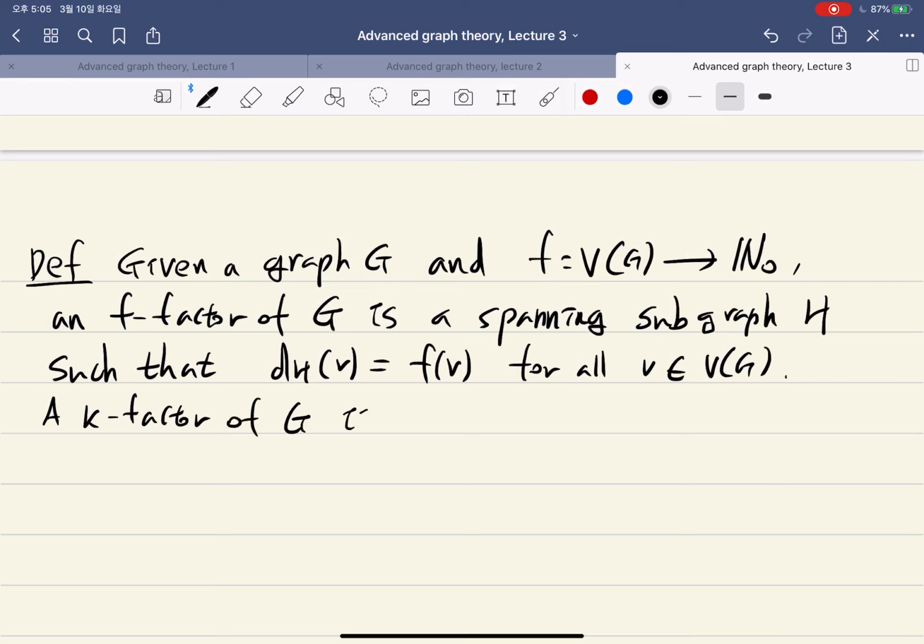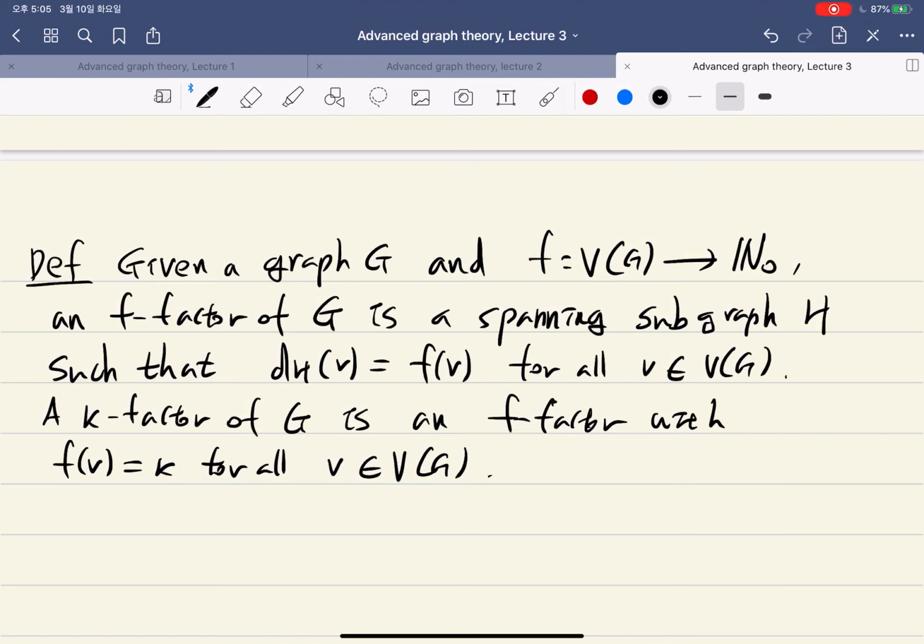of G is an f-vector with f being the constant function, which is, for all vertices, it has value k. So this is simply a k-regular subgraph which is spanning. So a k-regular spanning subgraph is a k-vector.